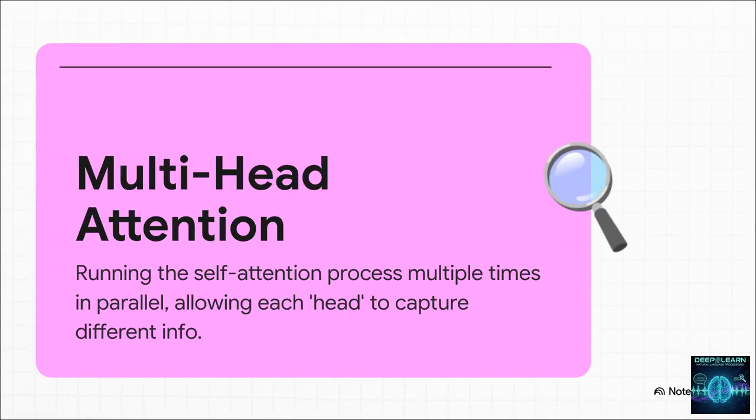But get this, a transformer doesn't just do this once. No way. It runs this whole self-attention process multiple times, all at the same time, each one looking for something a little different. This is called multi-head attention.